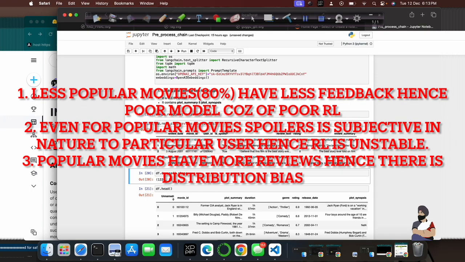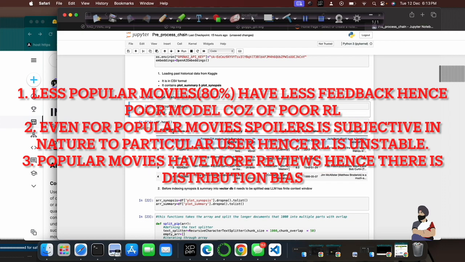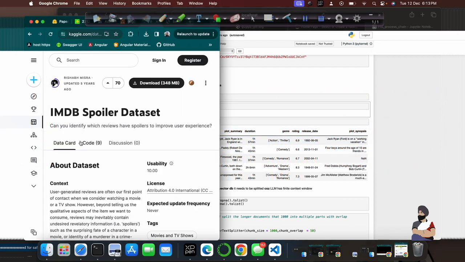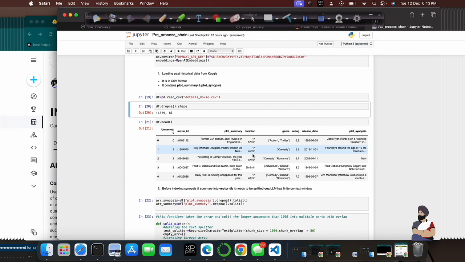If you train a model on this dataset solely on reviews, you are going to have data leak, and your model will fail to converge beyond a simple mean model. So training on the reviews is not sensible. What I have done is use the plot synopsis and plot summary from this IMDB spoiler dataset, and in real time I will also be scraping the data. If it is not present in this dataset, I am going to scrape it, because we have only 1500 movies in this dataset. So in real time I am going to scrape too.